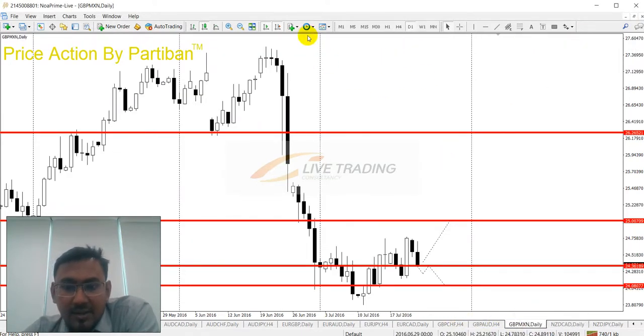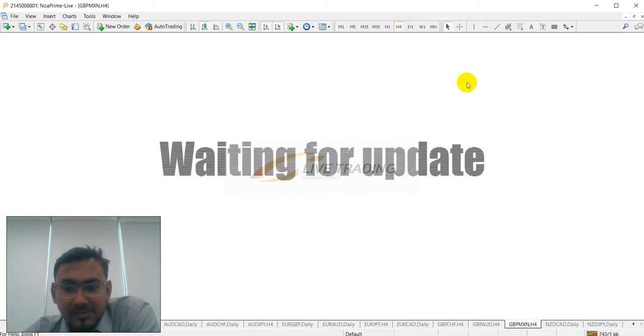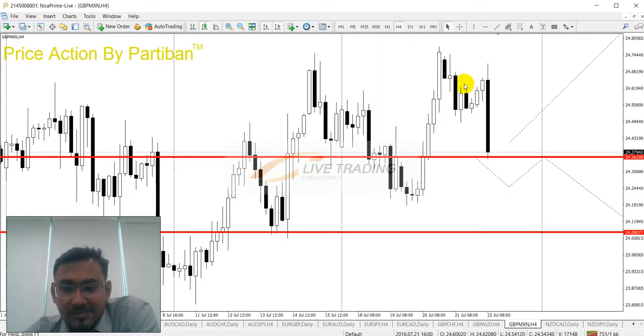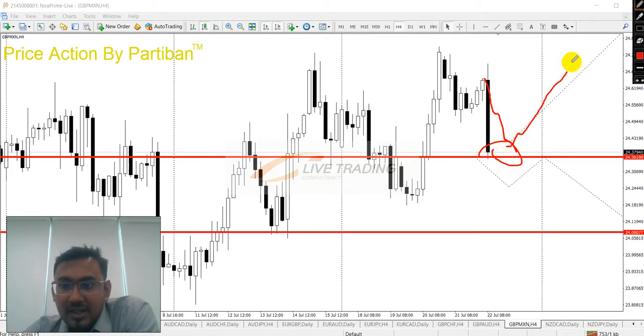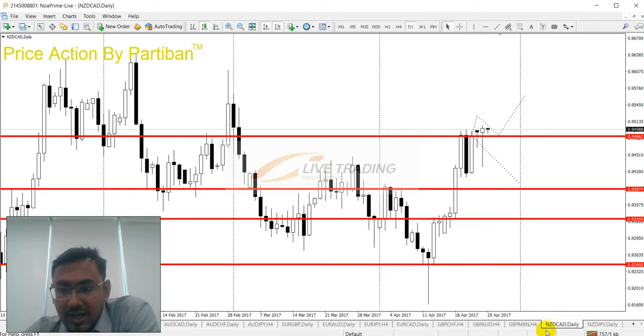GBP Mexican dollar, Mexican peso or dollar, yeah. Market reached this level. So now you look for confirmation, and either it's going to go along or break below. New Zealand CAD, it's a very good sign that a lot of buyers entered, sellers cashing out.